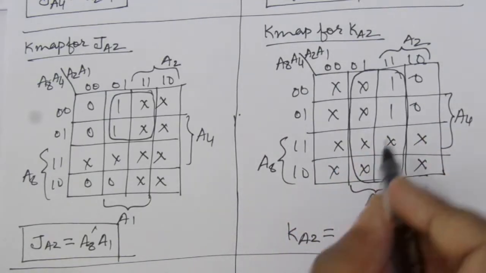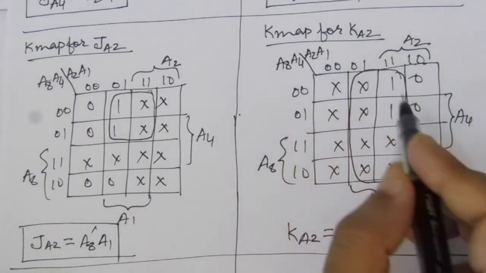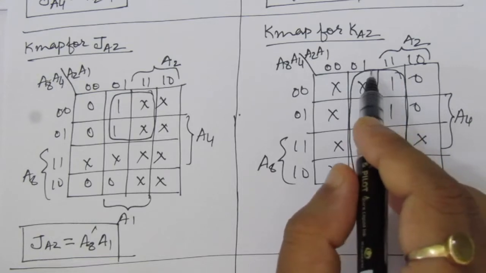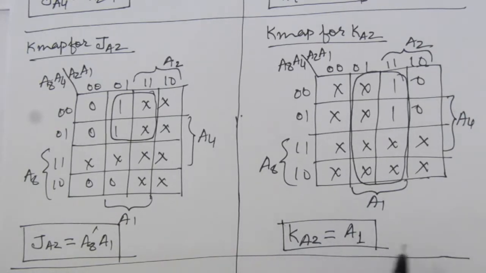So KA2 will be, from the row side all will be covered, so A8 and A4 will be cancelled because it covers all the 4 rows. And from these two columns we'll get A1. KA2 is equal to A1. So we have got the expression for KA2.